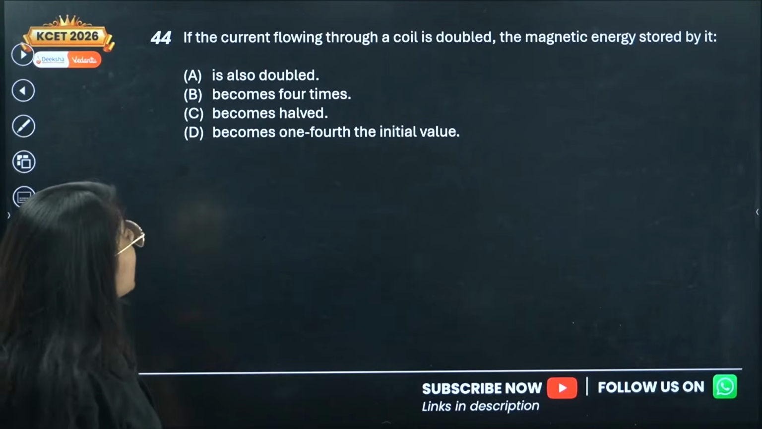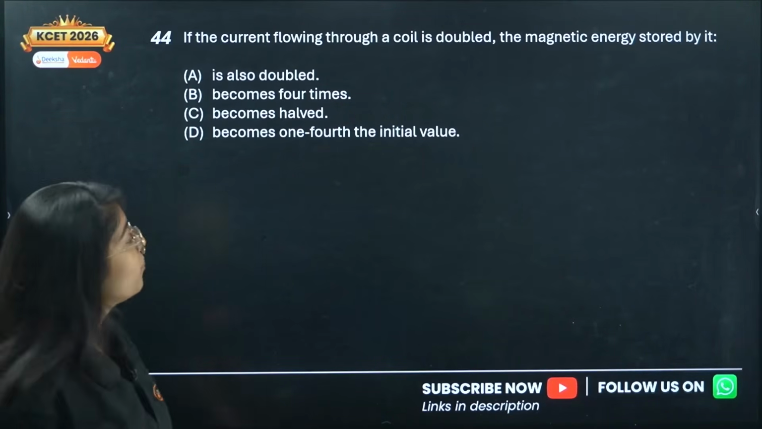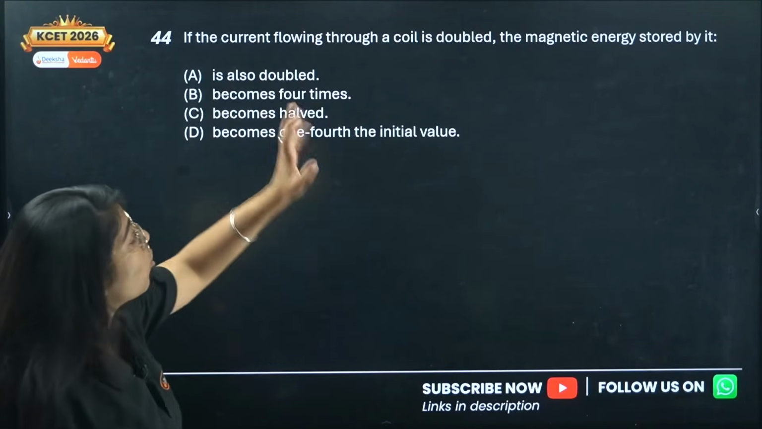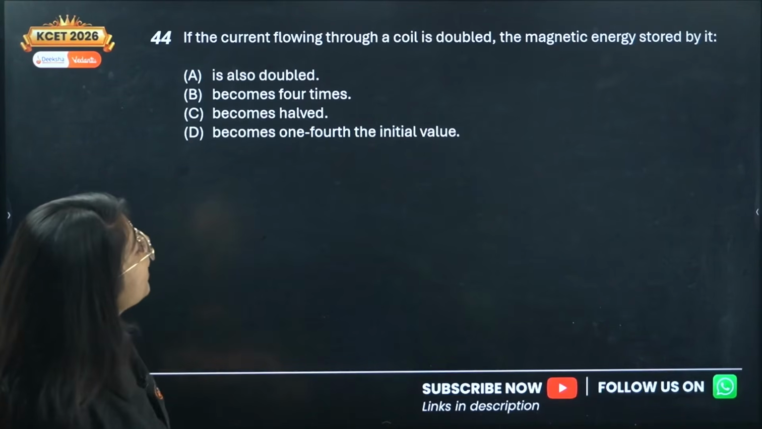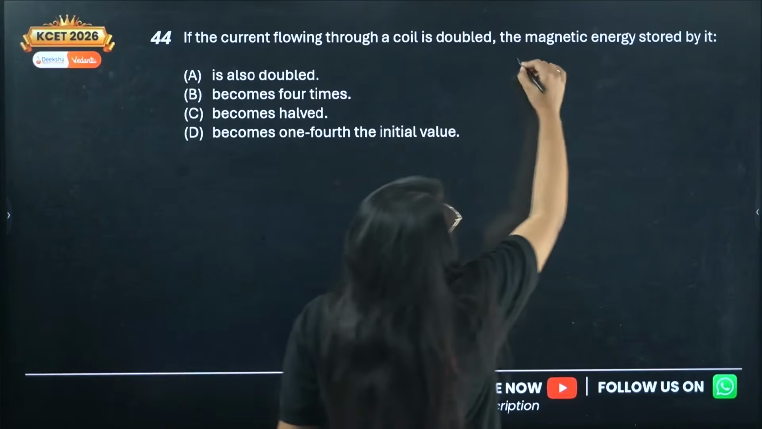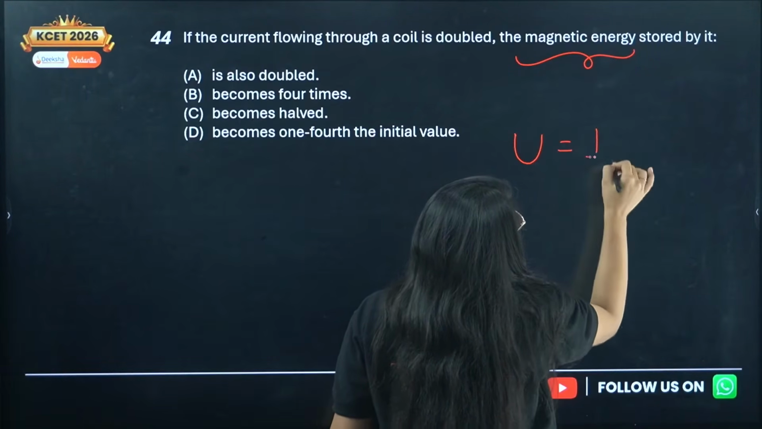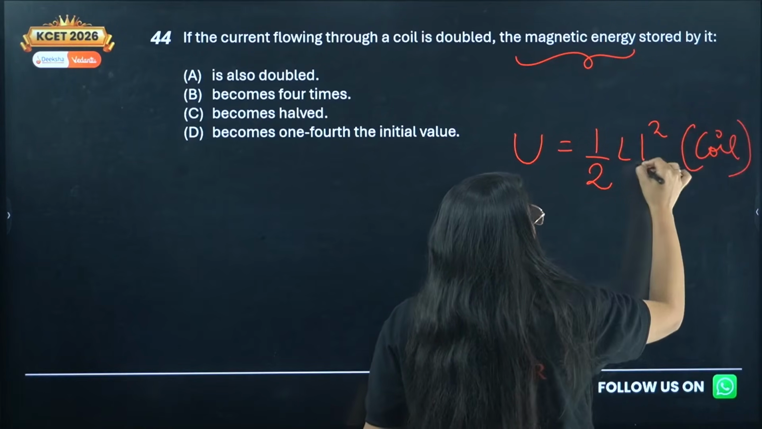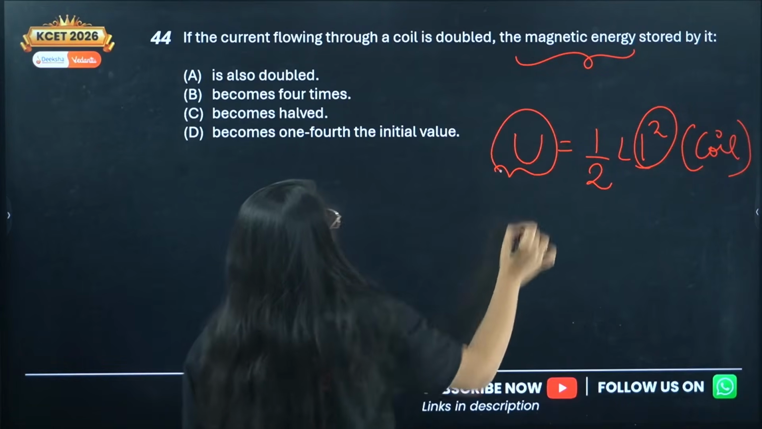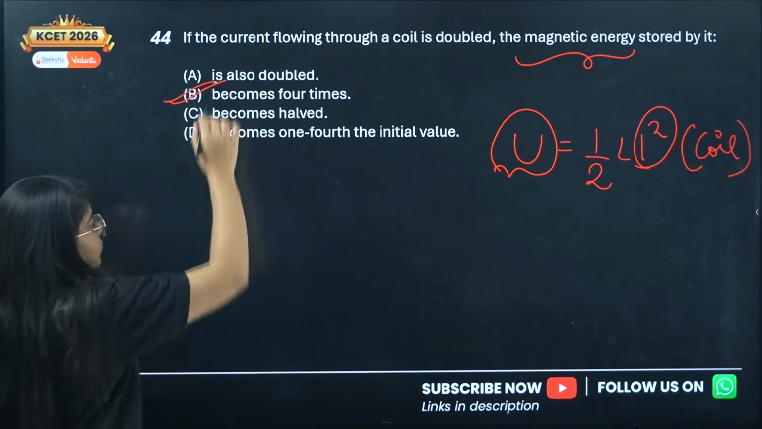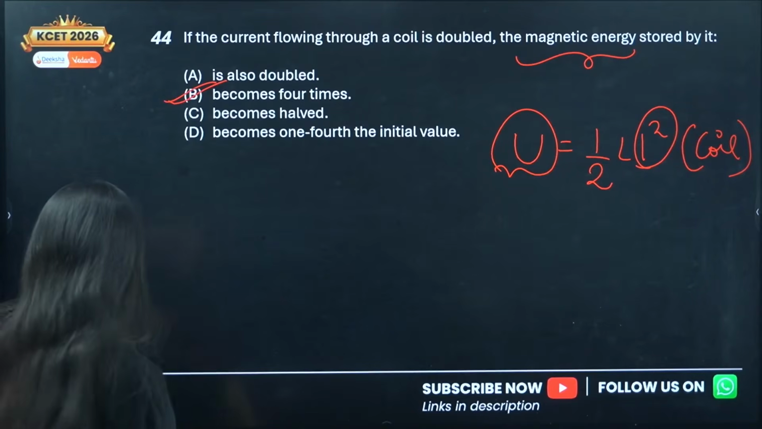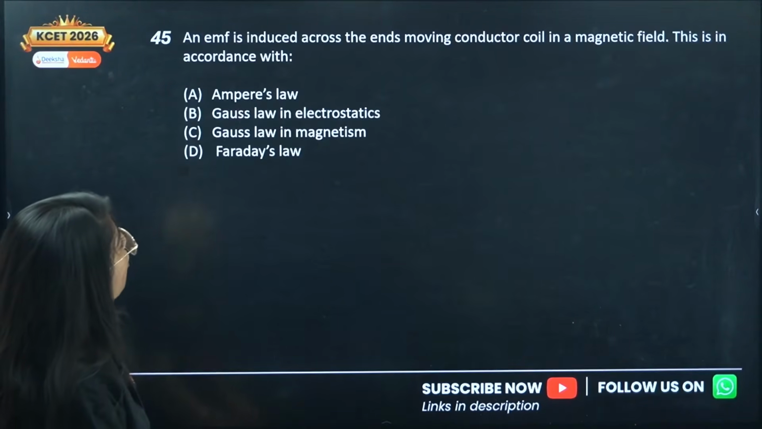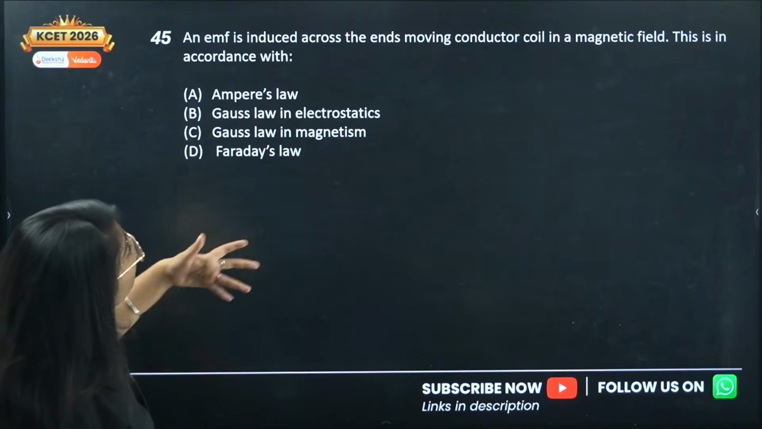44th question says, if the current flowing through a coil is doubled, then the magnetic energy stored by it will be what? Now, for magnetic energy, what is the formula? It is half L i square for a coil. So, if current is doubled, this will become what? This will become 4 times. Understood? Very simple.